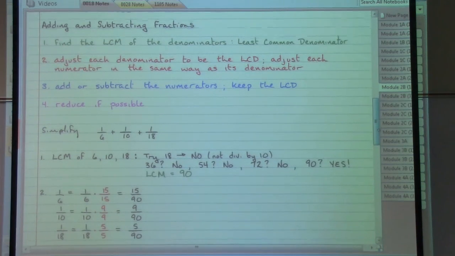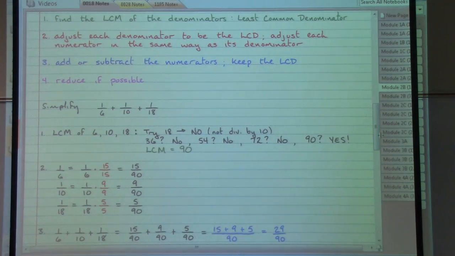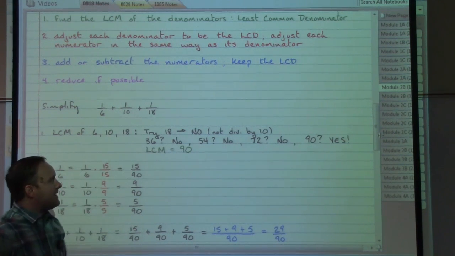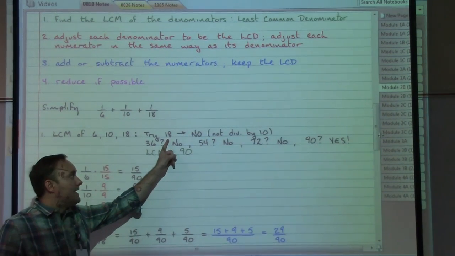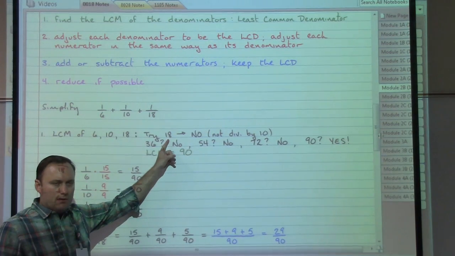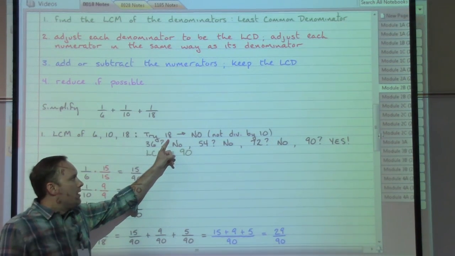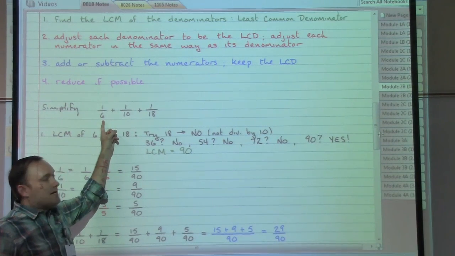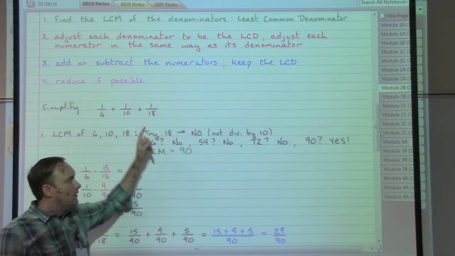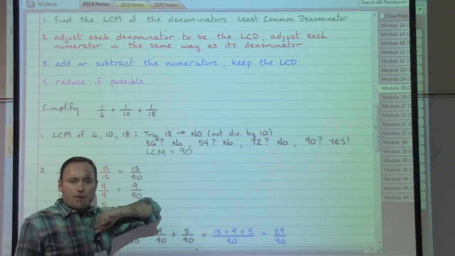So let's consider an example here where we work through these steps. At the top of the screen, step 1, we need to find the least common denominator. So our steps were to look at those denominators, 6, 10, and 18. Start with the biggest one, 18. We want to know if that will be the number that we're looking for. Fingers crossed. Is 18 divisible by 6? Yes. Is 18 divisible by 10? No. That means 18 is not the number we're looking for.